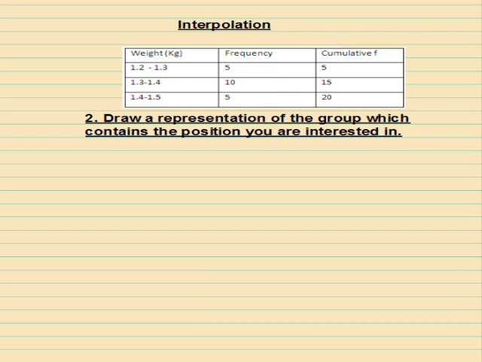So the next thing I'm going to do is draw a representation of that group. You'll always draw a representation of the group that you're interested in, that the piece of data lives in, and in this case it's this middle group. So it'll look like this, and we can see here we've got our class boundaries. So the middle group, we can see the least value it will take is 1.3 kilograms and the most is 1.4. And I've also put in here the positions of the data that reside in it, so from the 5th to the 15th.